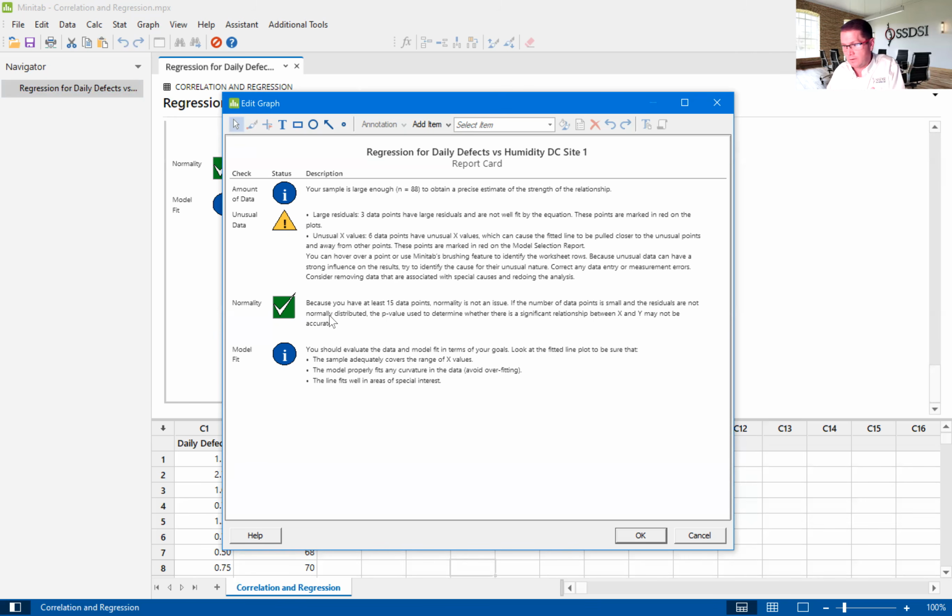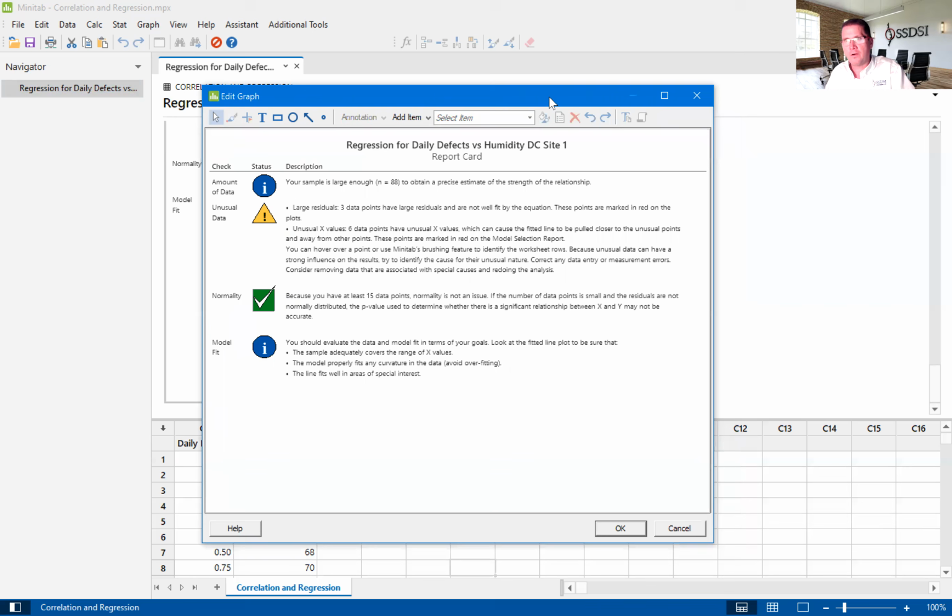Minitab just knows that you put data in, and it says because you have at least 15 points, normality is not an issue. Again, as long as we've taken the right amount and a random representative sample.